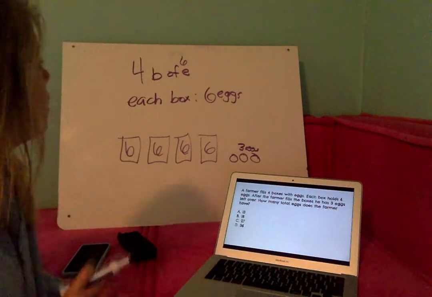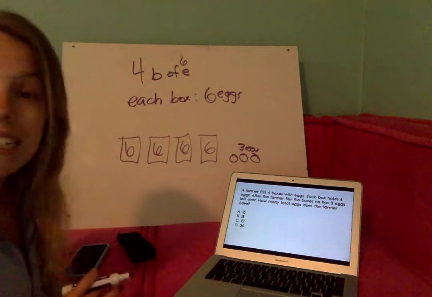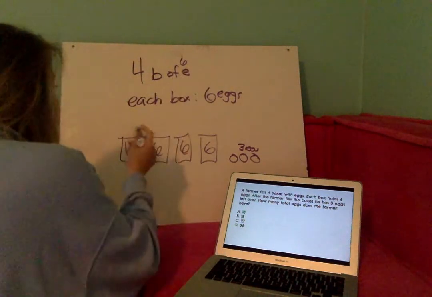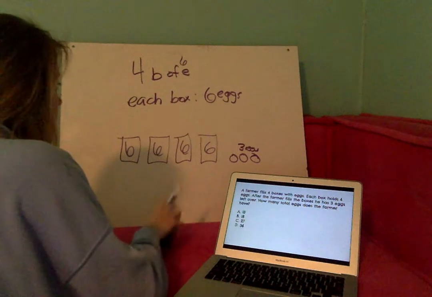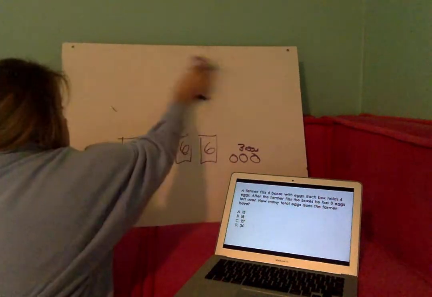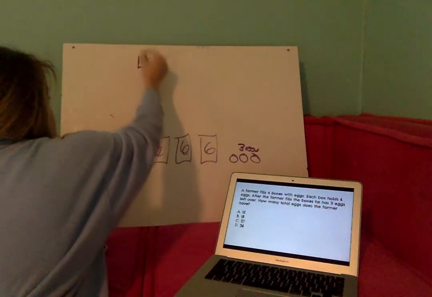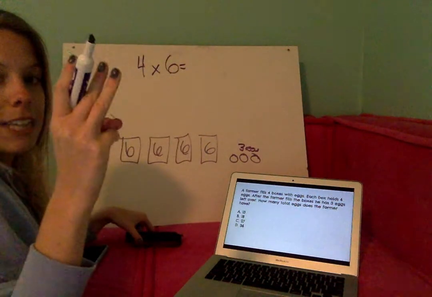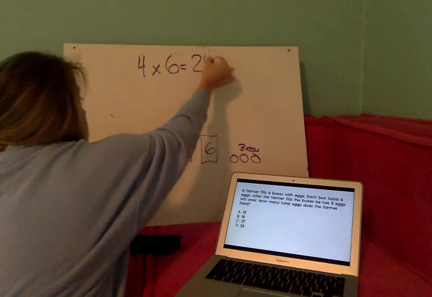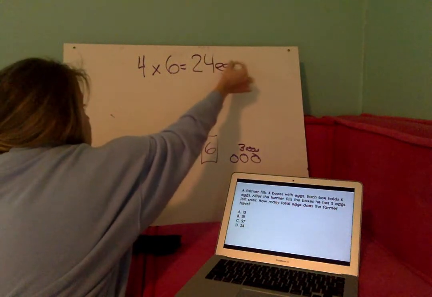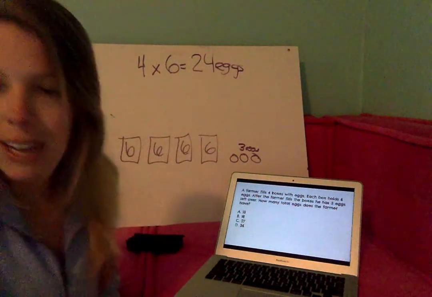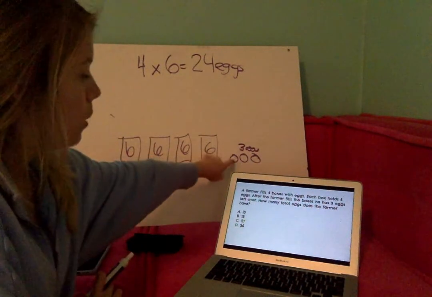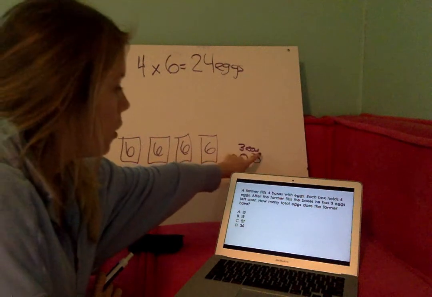So, we know that if we have 4 boxes of 6 in each, we need to multiply. So my first step is to take 4 boxes times 6 eggs, 6, 12, 18, 24. That means that there's 24 eggs. Now, is that our total amount of eggs? No, because how many are left over? 1, 2, 3.